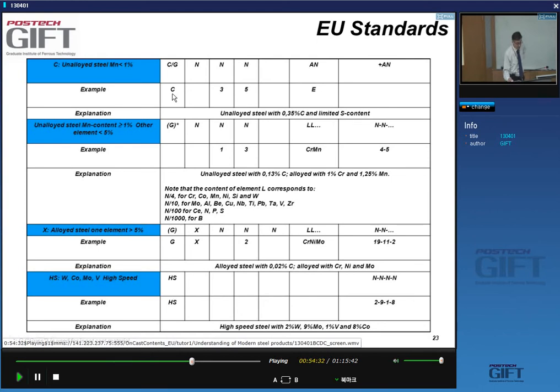C means that it's basically an unalloyed steel, and the 35. Usually, what you should first think about when you see a number in a grade specification is that it's probably related to the carbon content. So that means times 100, a 0.35% carbon steel. And the E here, the alphanumeric description, means that you have a guaranteed low sulfur content.